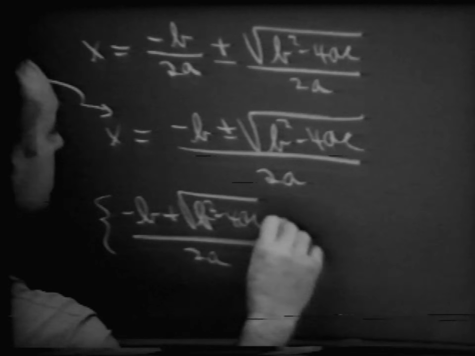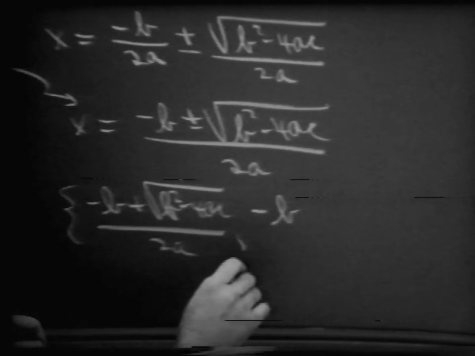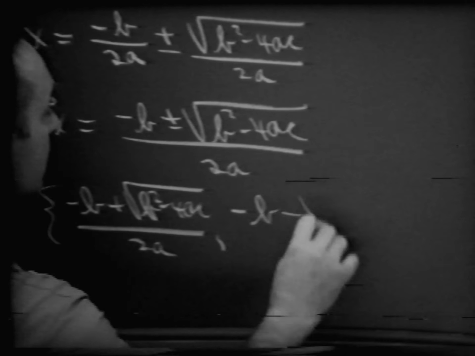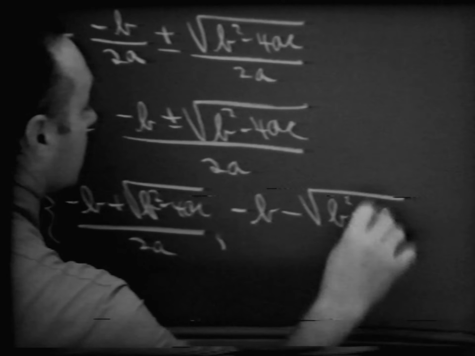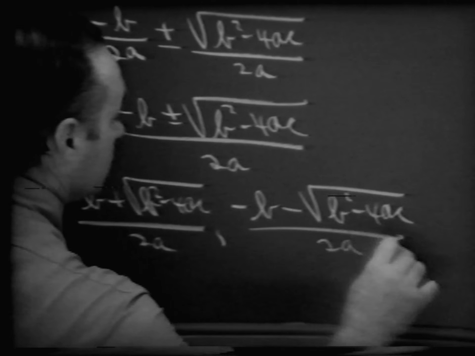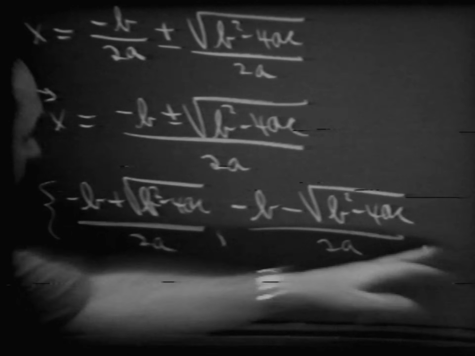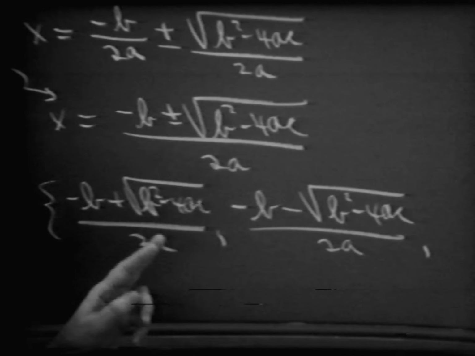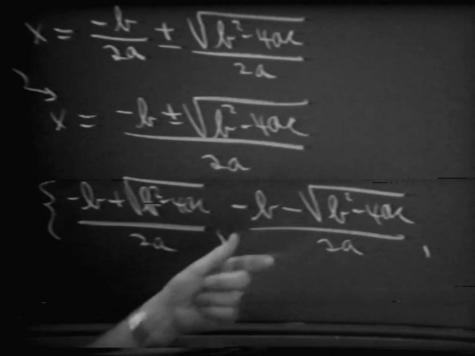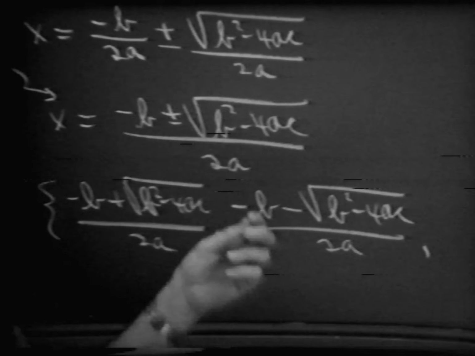And the other element is what? The opposite of b minus the square root of b squared minus 4ac, all over 2a. And indeed, inside our set bracket, I think we had better specify when these numbers are going to end up being real numbers.